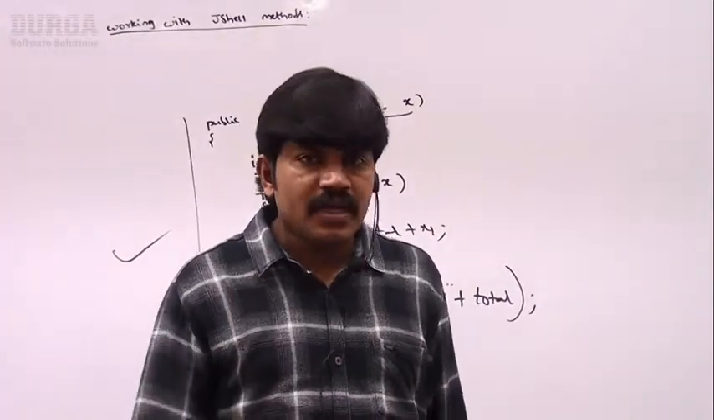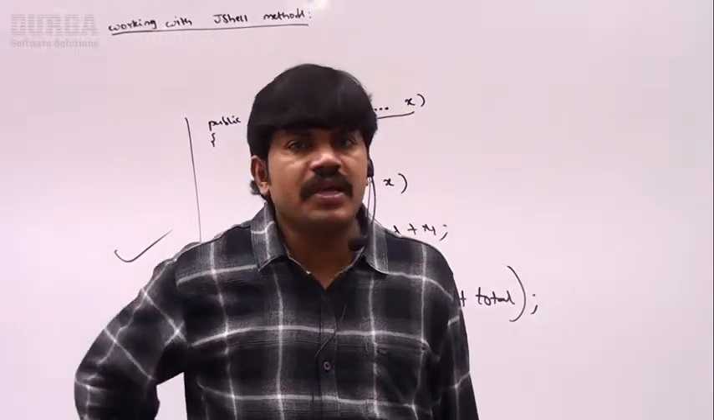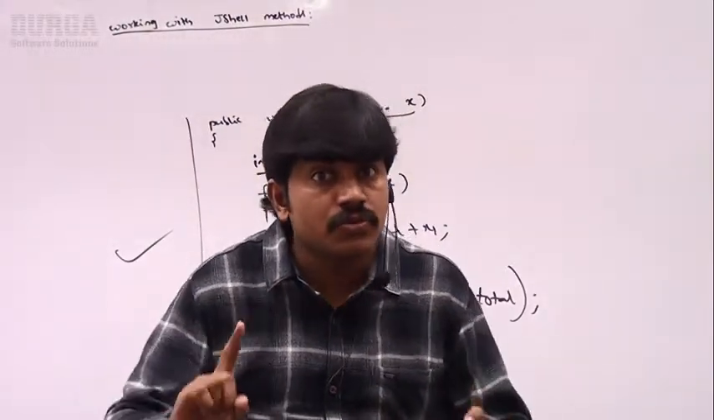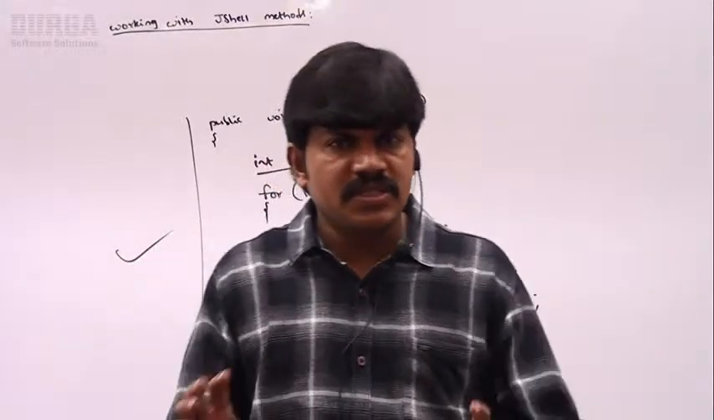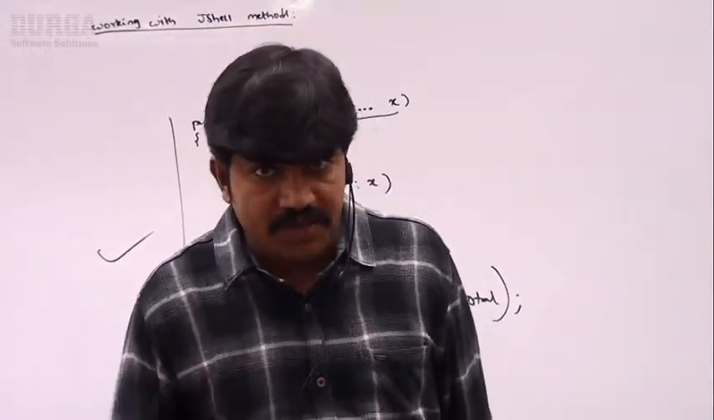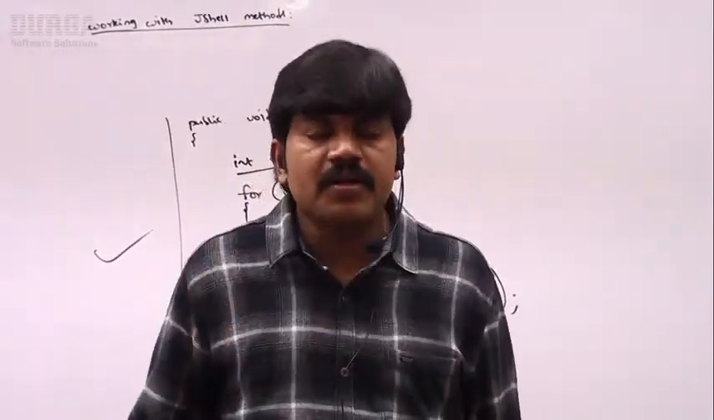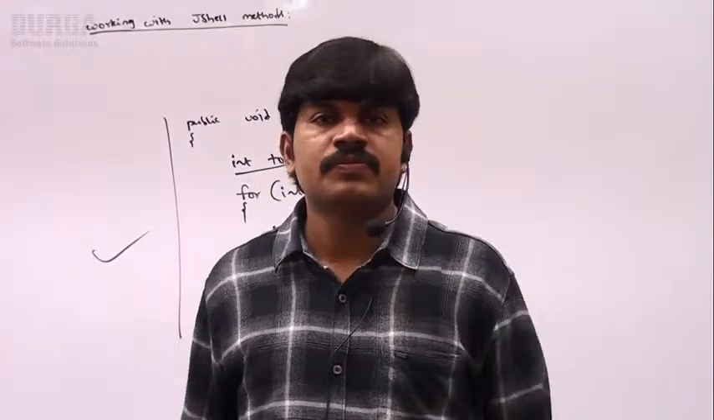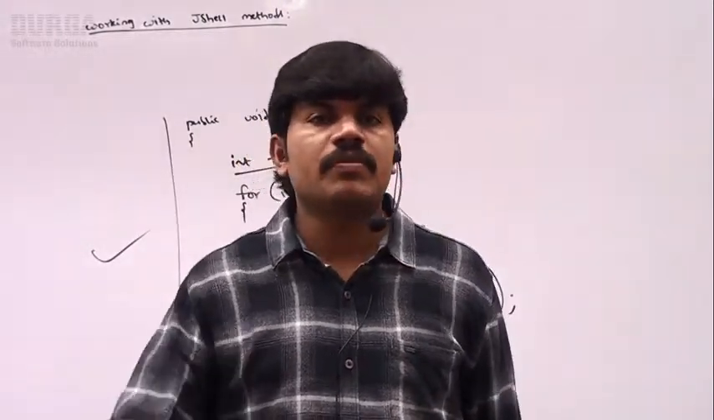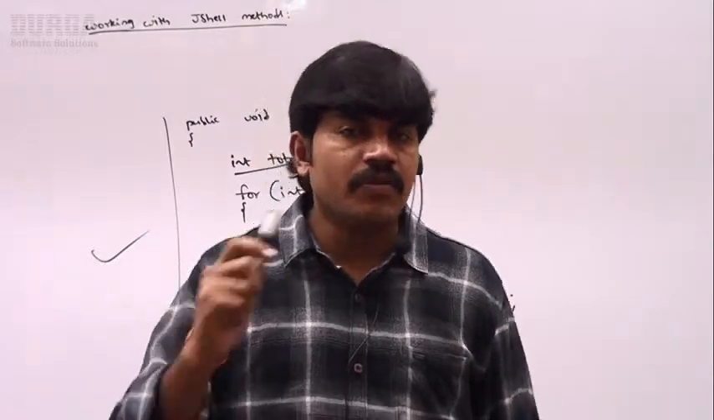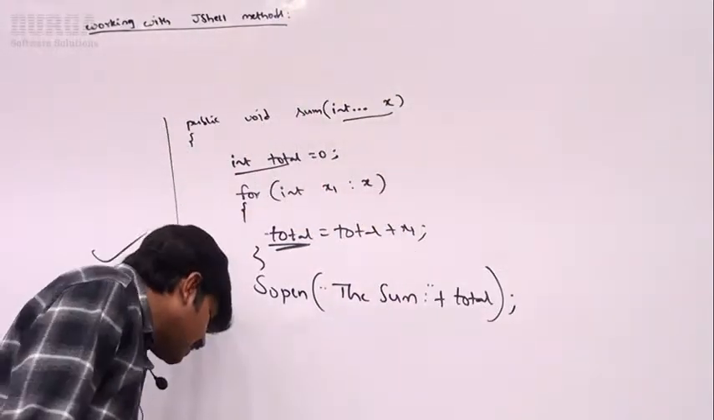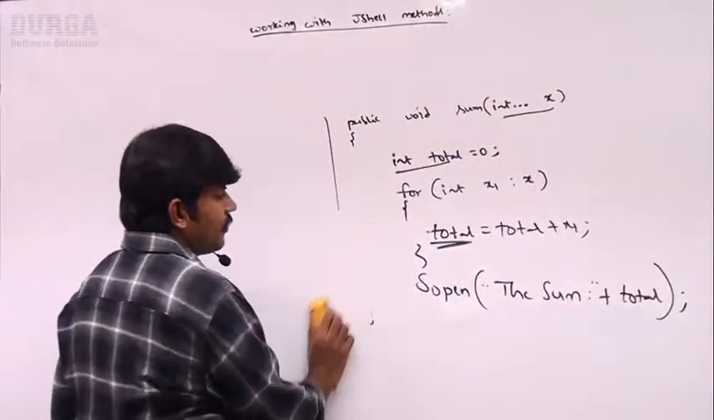Okay, next, one more concept is there about JShell methods. You should have clarity, sir. I'm writing a JShell method. In that method, I'm using one variable. That variable is not yet declared. Regarding the undeclared variable I'm using, what will happen? Please respond. I didn't declare that variable.